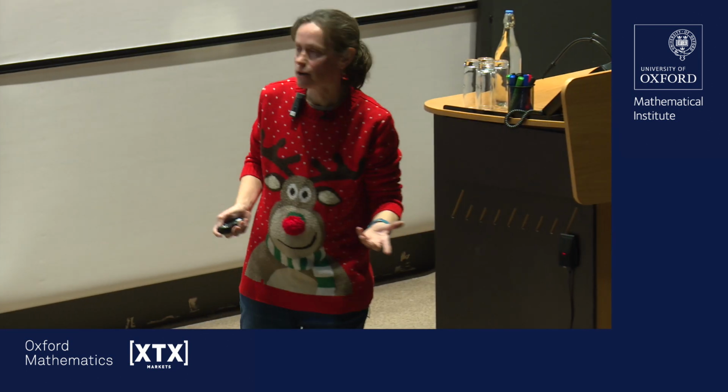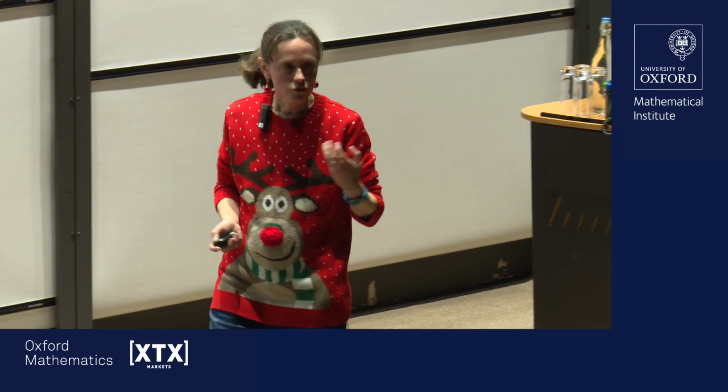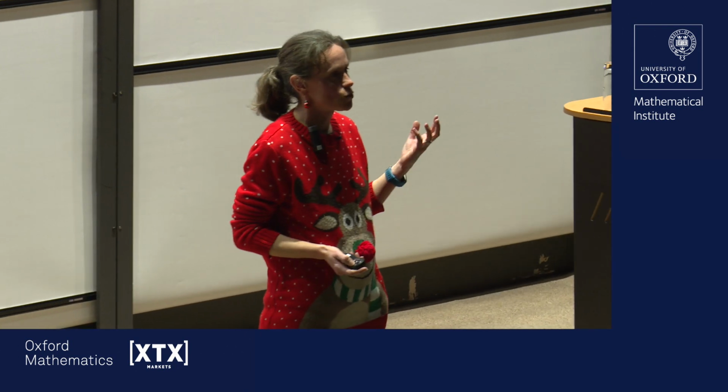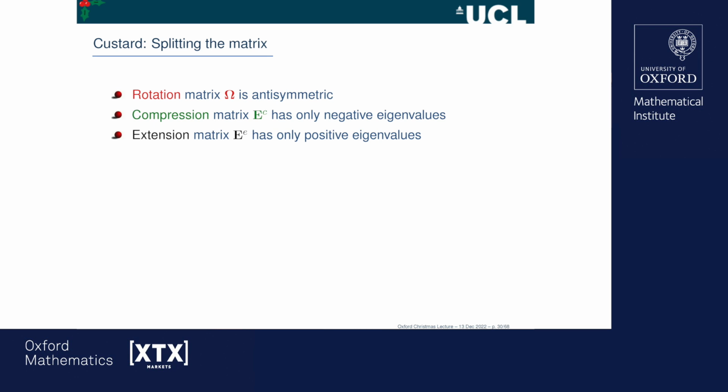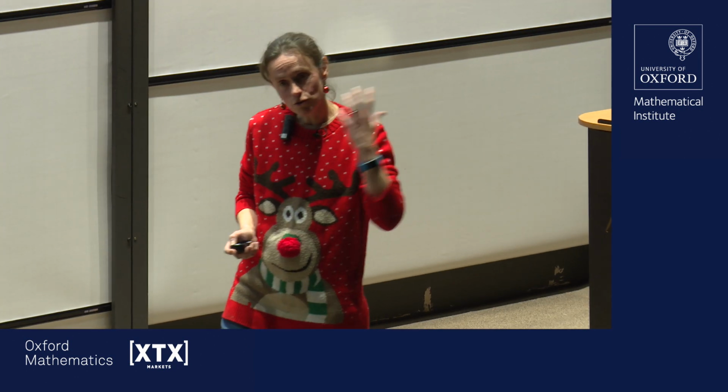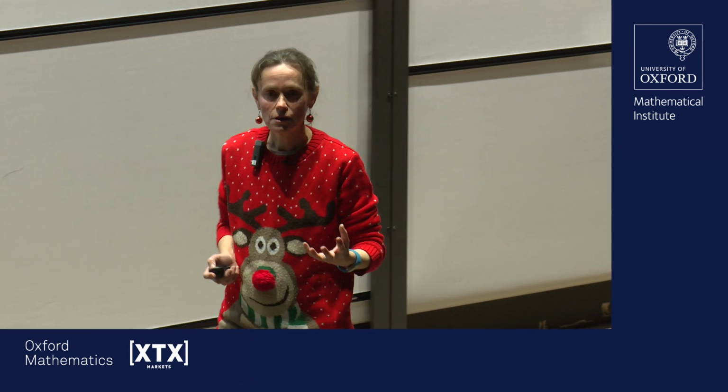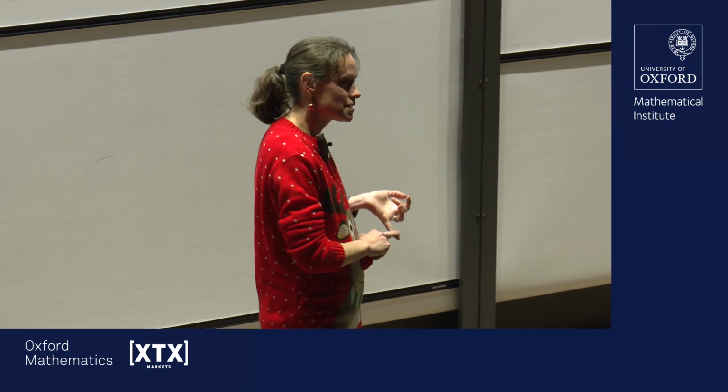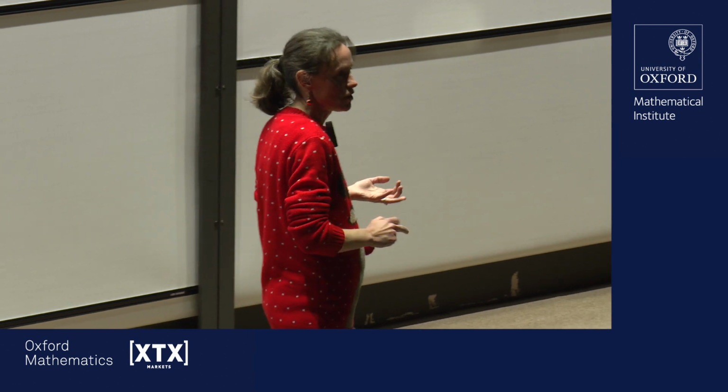How do I identify those? Well, the rotation matrix is easy. It's the part of the matrix that is antisymmetric. So I can split it into the antisymmetric and the symmetric bits, and the symmetric bit has to be the two E's somehow, and the antisymmetric bit is omega. So that's dead easy. And then I look at the rest of it and I separate it out into the component that has negative eigenvalues and the component that has positive eigenvalues.